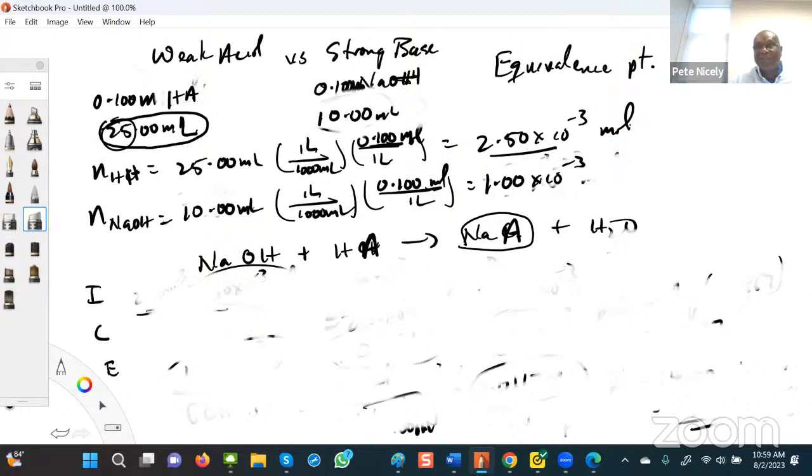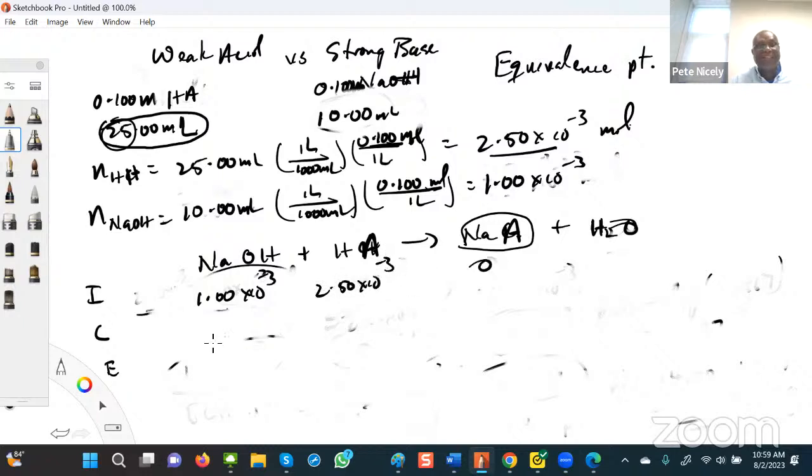Okay, so this is going to be H2O. All right. So initially, the amount of sodium hydroxide is 1.00 times 10 to the minus 3. The moles of HA would be 2.50 times 10 to the minus 3. You're going to have none of that. The change here, again, the sodium hydroxide would be the limiting reactant, so all of it would be used up.